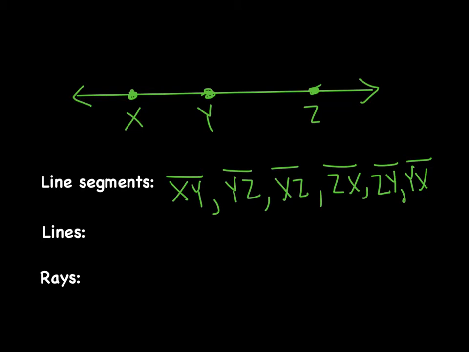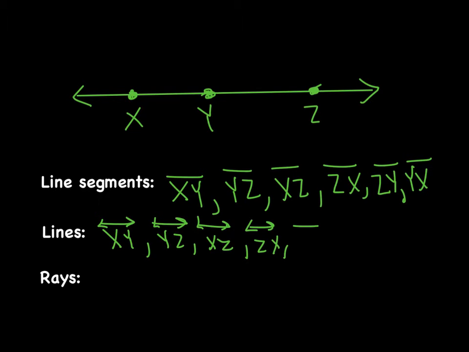Now turn and tell your partner all of the lines you have found. You should have found line XY, YZ, XZ, ZX, ZY, and YX, the exact same as the line segments above. Give a thumbs up if you found all of those.